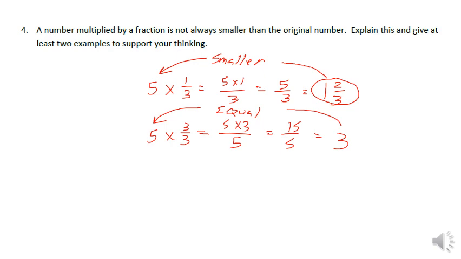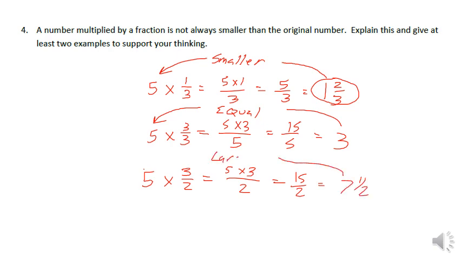Okay. Now the last one, we did one that was less than 1. We now did one that was equal to 1. What if we take and we do 3 halves? So we end up with a fraction that's greater than 1. So we end up with 5 times 3 over 2, which equals 15 halves, which equals 7 1/2. And you can see this product was larger than the original factor.